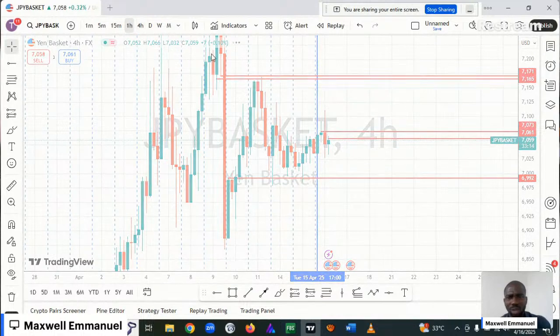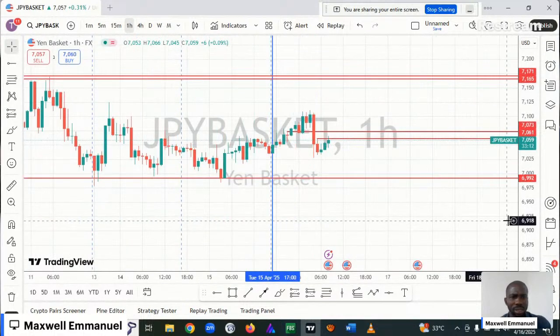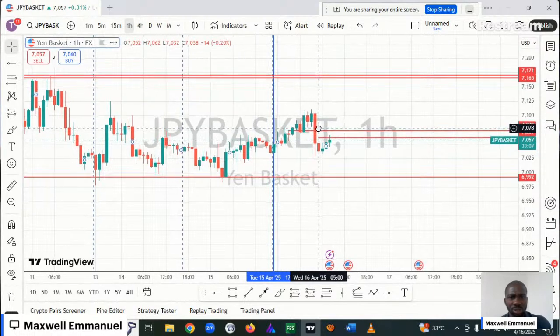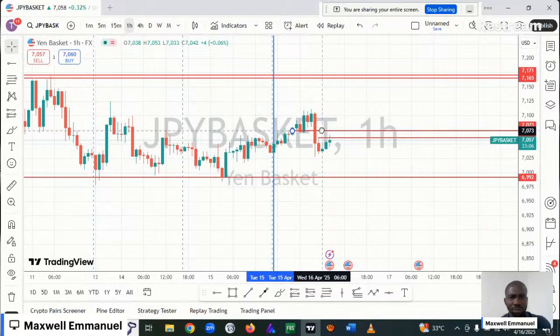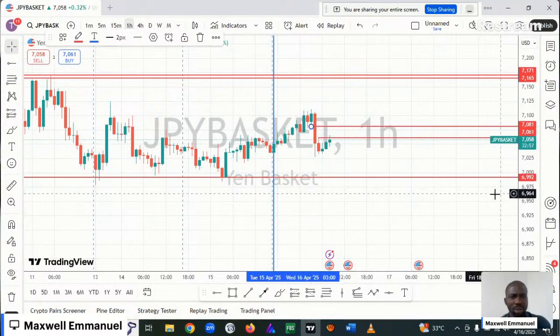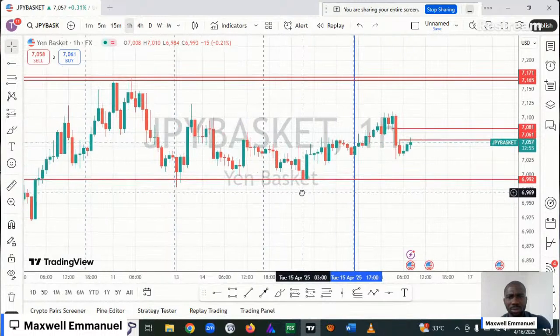If you go down to 1 hour, okay, so it created a fair value gap at this point. So it might want to pull back to fill this fair value gap. Okay, it might want to fill this fair value gap before going bearish.